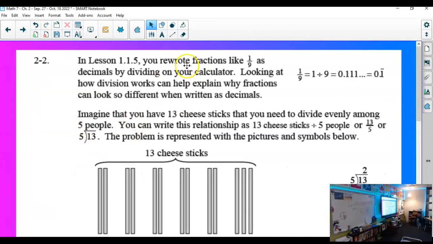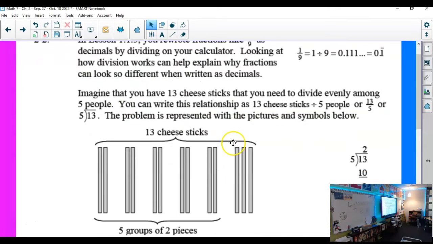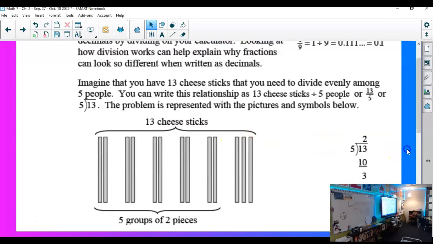We now have 13 cheese sticks, and we're going to divide by 5 people. Try that with your teammate. So this is when you might need your other graph paper. This is not on your handout.